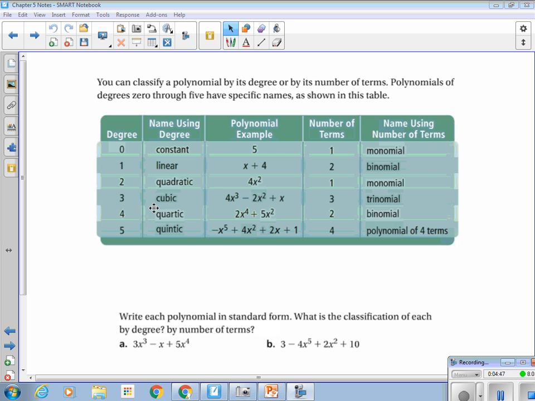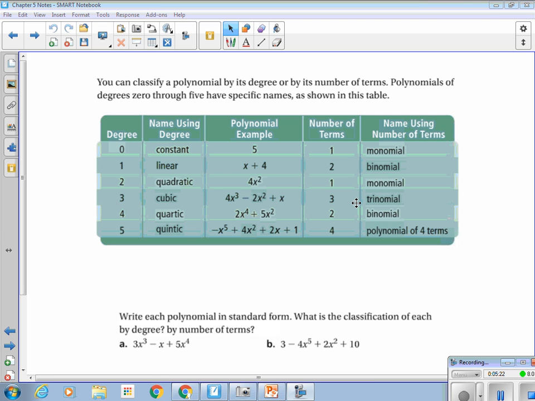Degree of 3 is a cubic. For example, 4x to the 3rd minus 2x squared plus x. These are 3 terms. 3 terms, thank goodness, is a trinomial. Degree of 4 is quartic, so like 2x to the 4th plus 5x squared. There are 2 terms in that expression, and that's a binomial when it has 2.